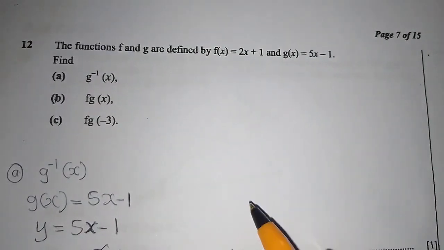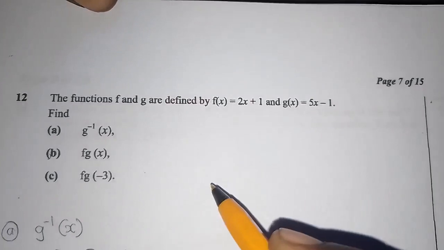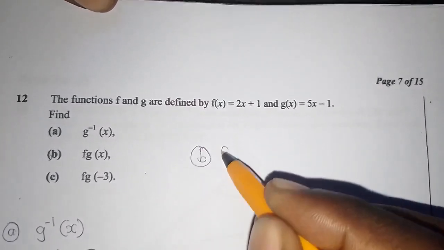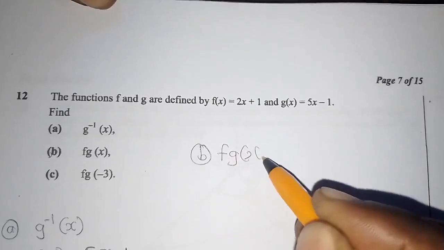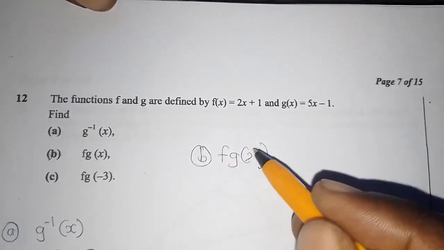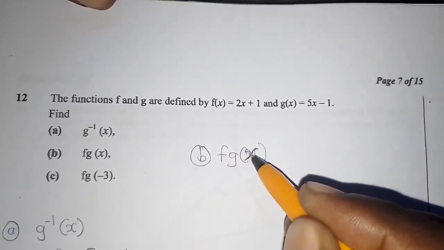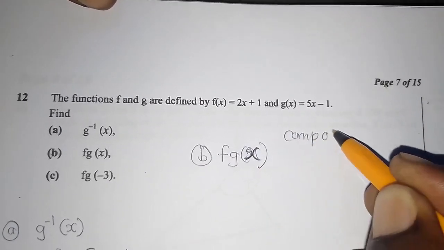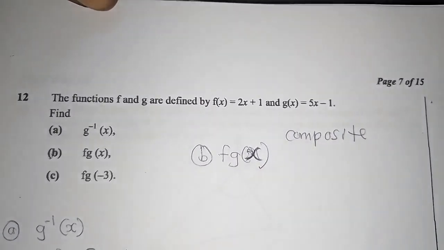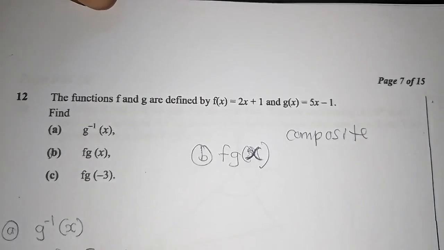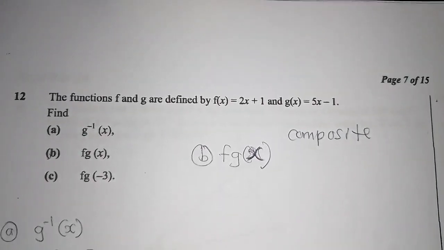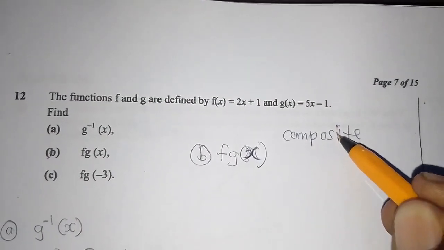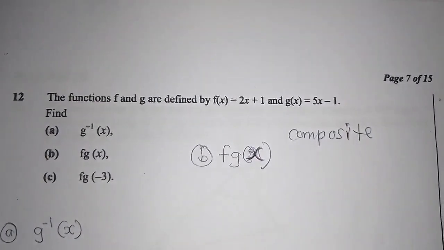So question B, I'm going to write it here. I'm told to find fg of x. These are called composite functions, where you are told to combine two functions. So we are just combining two functions.